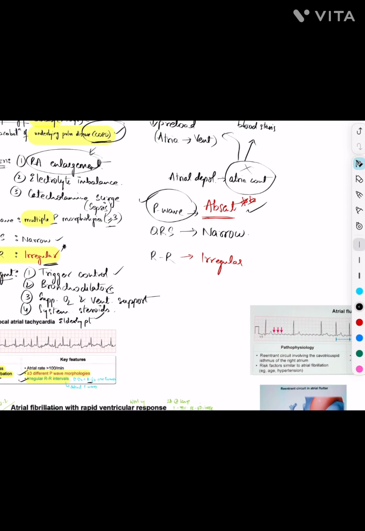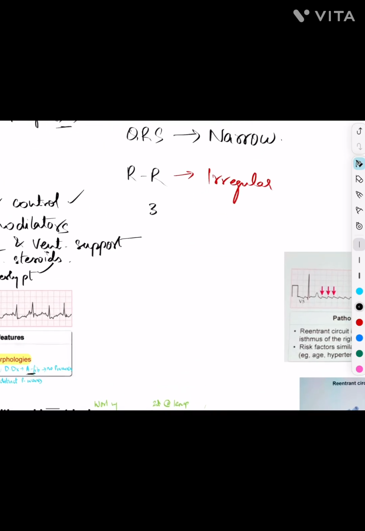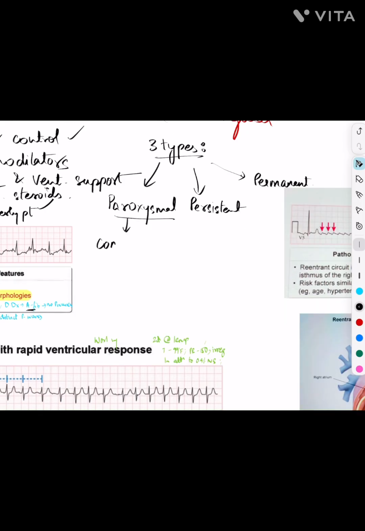If you see the types of atrial fibrillation, there are 3 types. First one is paroxysmal. Second one is persistent. And third one is permanent. What do these terms mean? Paroxysmal means it comes and goes. It doesn't stay for days or weeks. It just comes for a few minutes or hours and then it goes away. Next is persistent. It stays for days to weeks. And permanent means you can't reverse this rhythm.